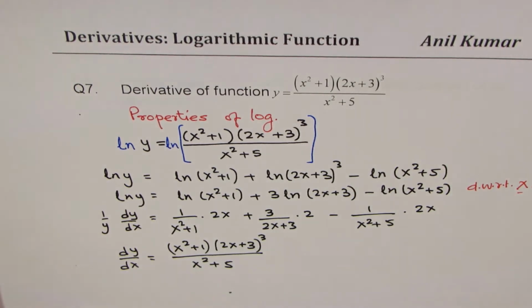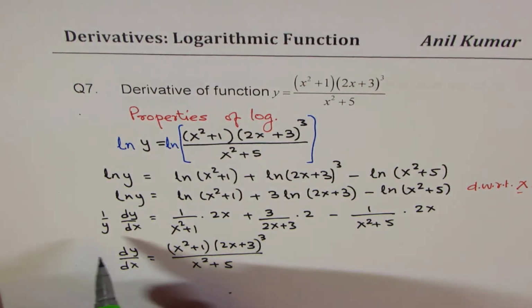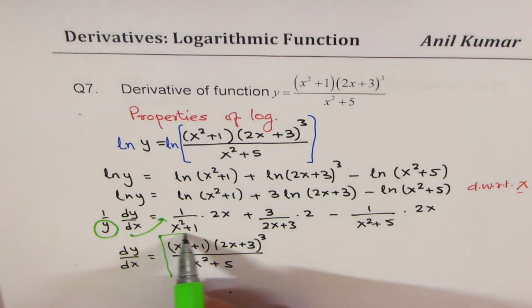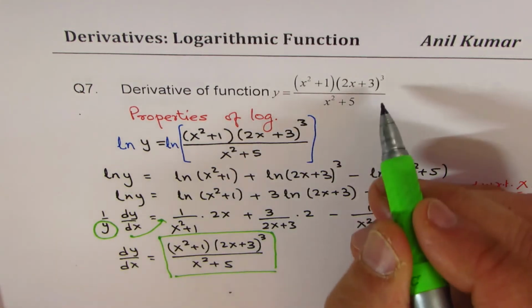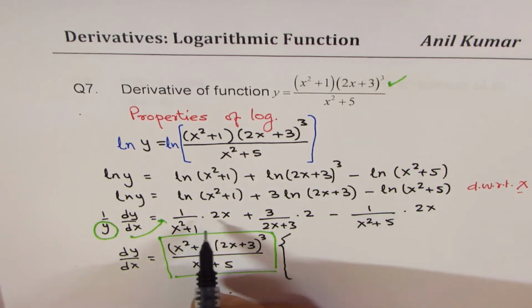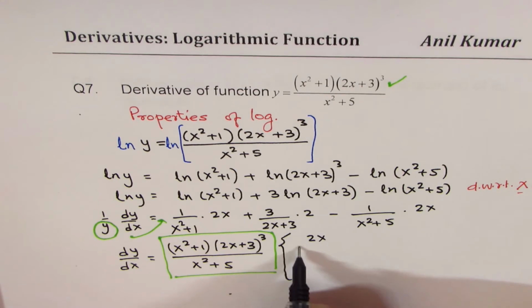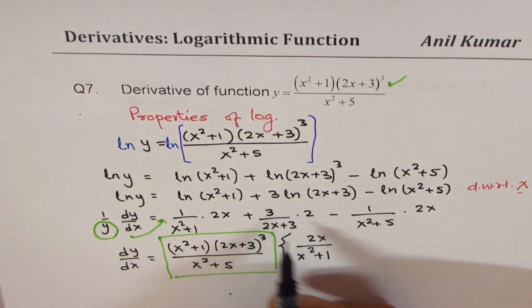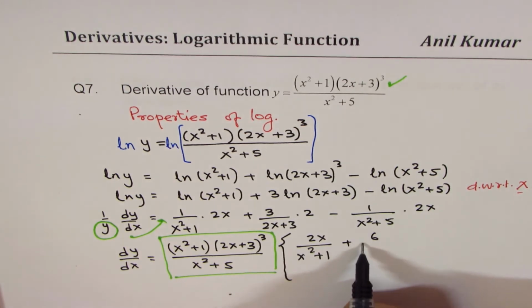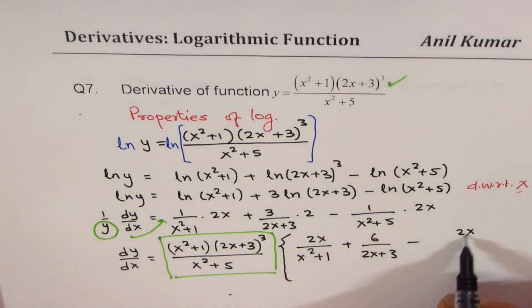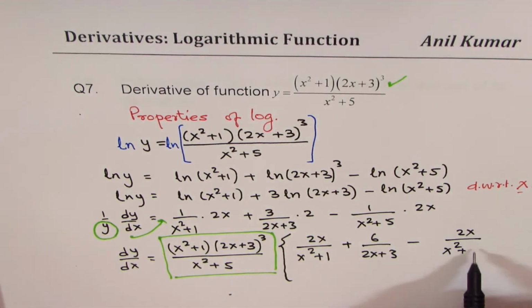So basically, I'm replacing this y, since I'm taking it here, with all this. Do you see that? The function itself. And then we have everything here inside. So we have 2x over (x squared plus 1). And here we get 3 times 2 as 6 over (2x plus 3) minus we get 2x over (x squared plus 5).